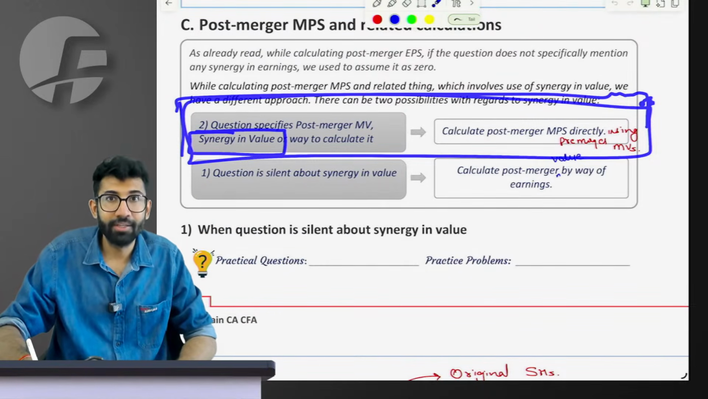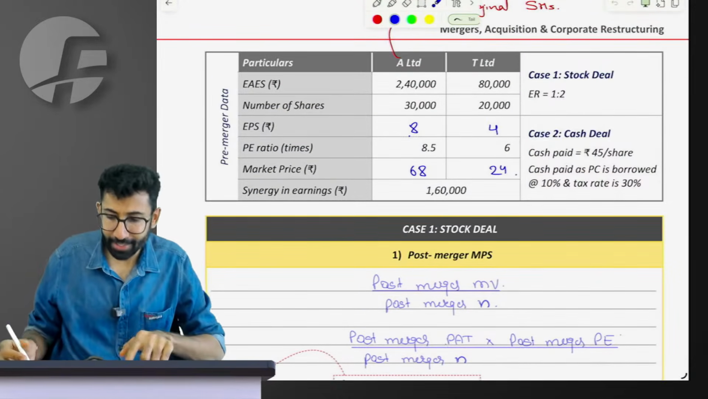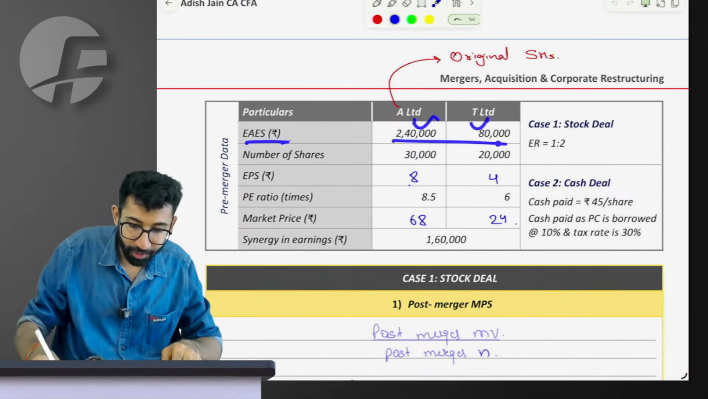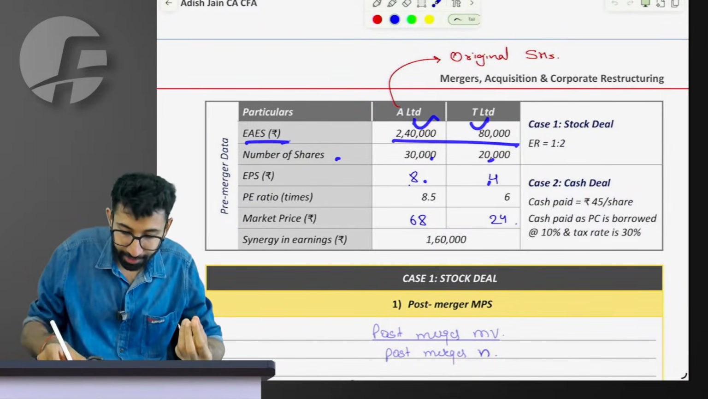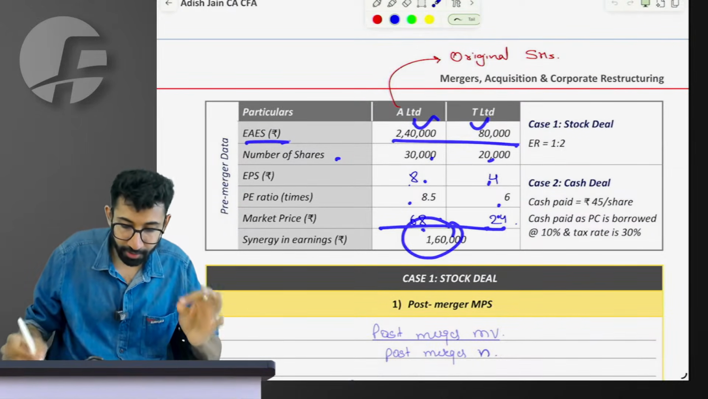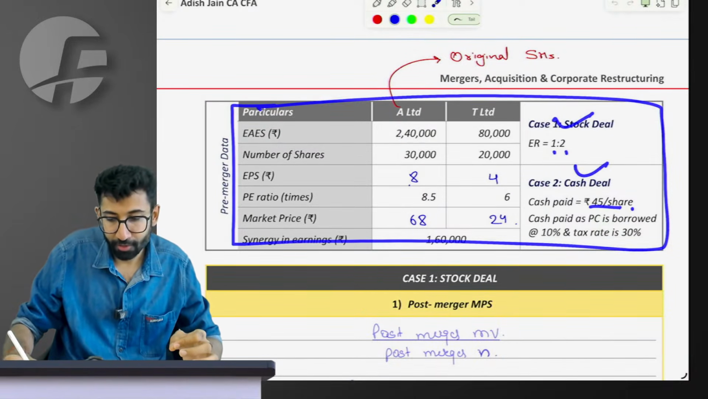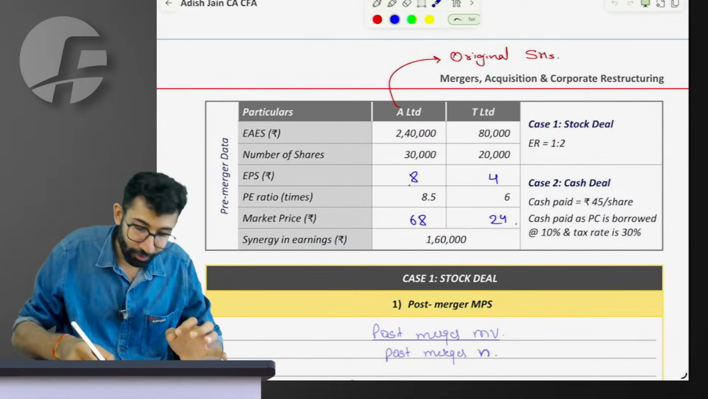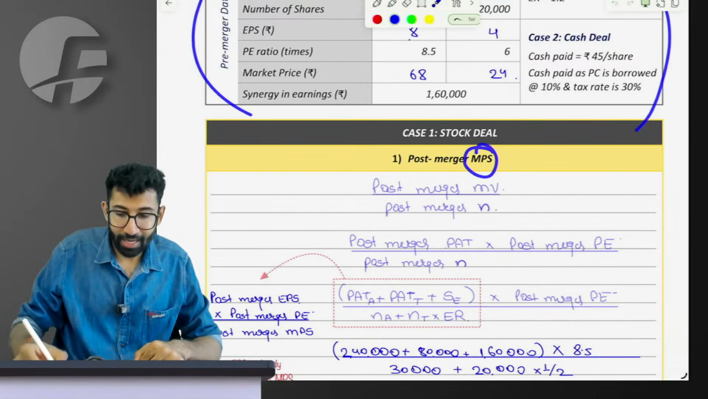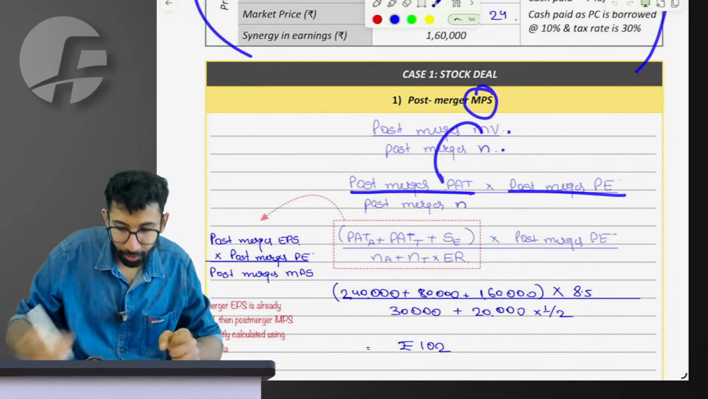Right? So what I say, people in the class, please pay attention. The situation is same. Pre-merger, the two companies have number of shares 30 and 20, EPS 8 and 6, P/E ratio 8.5 and 4, market price 68 and 24, synergy in earnings same. So do you agree the entire situation is same? Stock deal at 1:2 exchange ratio, cash deal 45, 10% rate, tax rate 30%. With this same data, this time I have to find the post-merger MPS. I will say post-merger market value divided by post-merger number of shares, and the post-merger market value is post-merger PAT into post-merger PE.